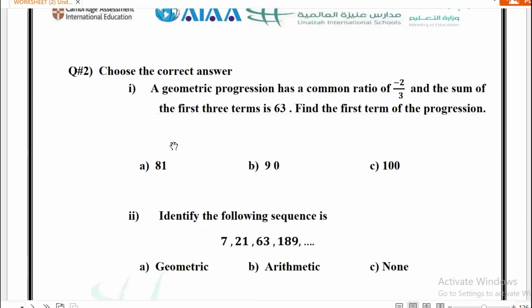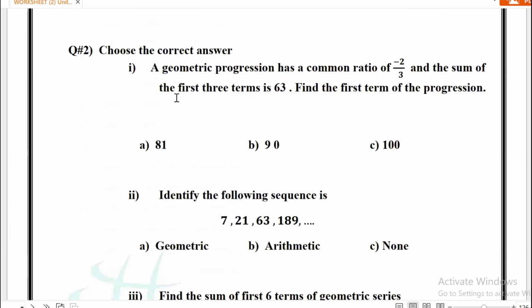Here, these are the MCQ questions. So choose the correct answer. A geometric progression has a common ratio of -2/3. So it means r is -2/3, and the sum of the first three terms, S3, equals 63. Remember, in a geometric sequence, here the value of r is between -1 and +1, so we will use the formula S_n equals a(1 minus r to the power n) over 1 minus r. This formula will help us.